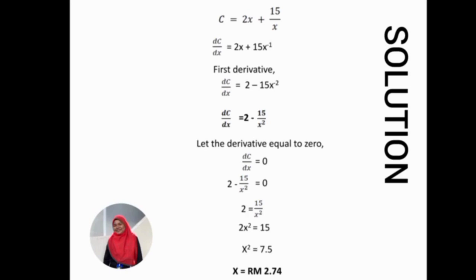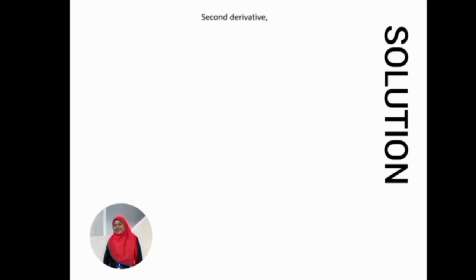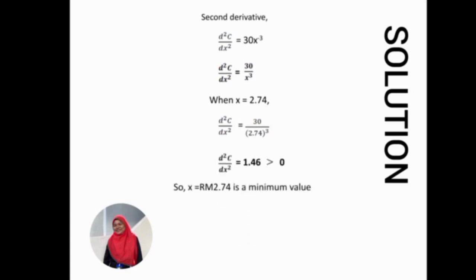To find whether x is a minimum or maximum, we have to use the second derivative. So you have to make the second differentiation. You will get 30x to the power of negative 3, or 30 over x to the power of 3. When x equals 2.74, you substitute the x value into the second derivative equation. You will get 146. So x equals 2.74 ringgit Malaysia is a minimum value.